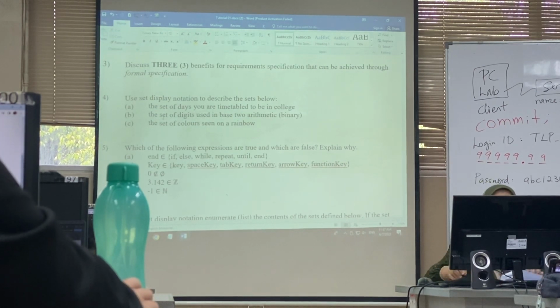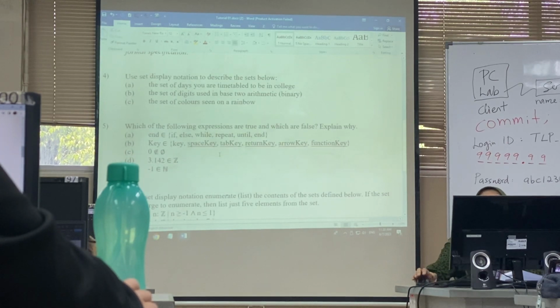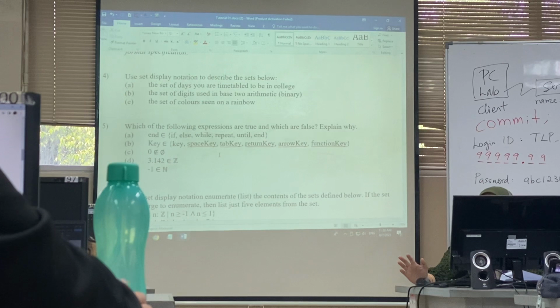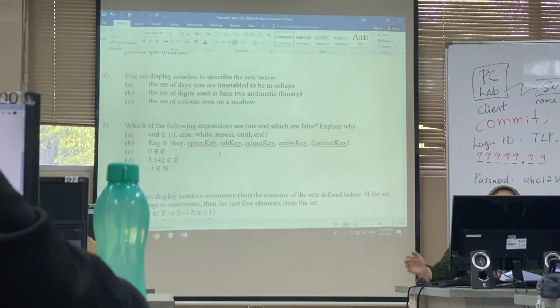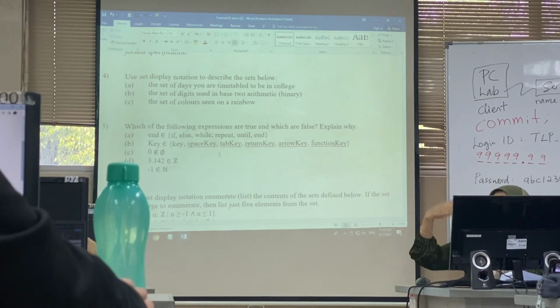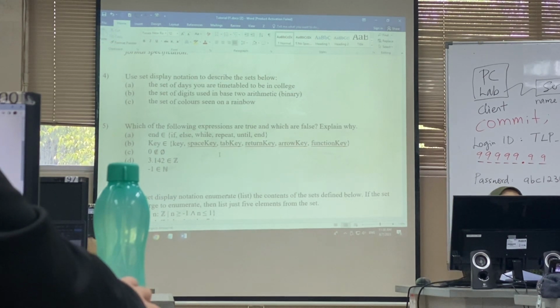The next one, 4, 5, 6, is something you have learned before in your mathematics course. In this subject, I just want to recall whatever you have learned before, because later you are not going to do this. Just that some of the symbols here will be used later in your formal method.